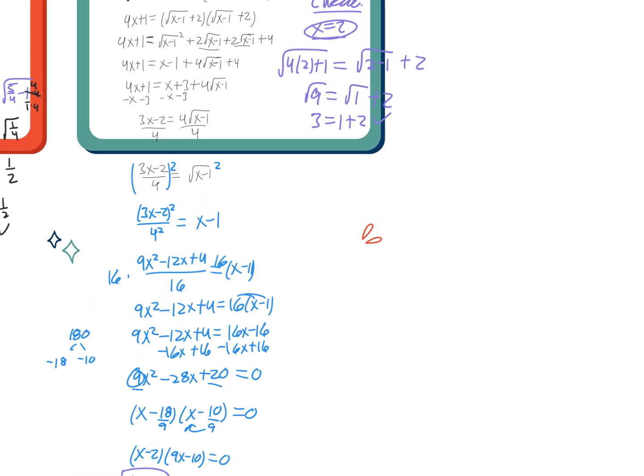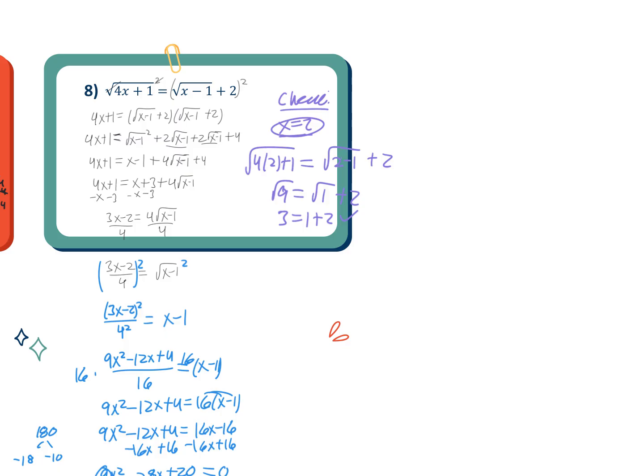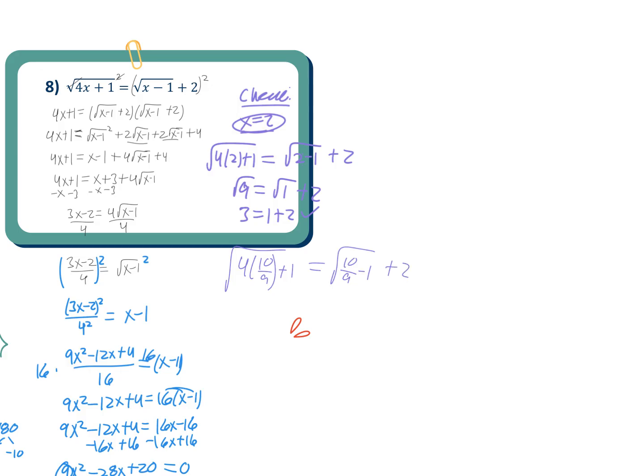Or I can try the exact same thing with 10 over 9. Right, so then I'm going to get 4 times 10 over 9 plus 1 equals the square root of 10 over 9 minus 1 plus 2. And so we end up with 40 over 9 plus 1, right? 1 is the same as 1 over 1, so I can multiply the top and the bottom by 9.